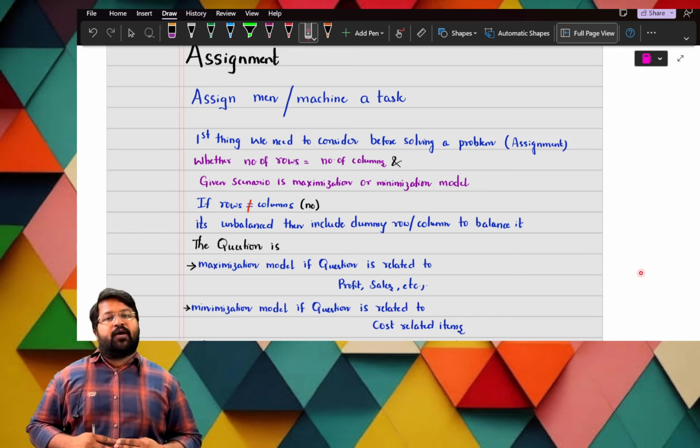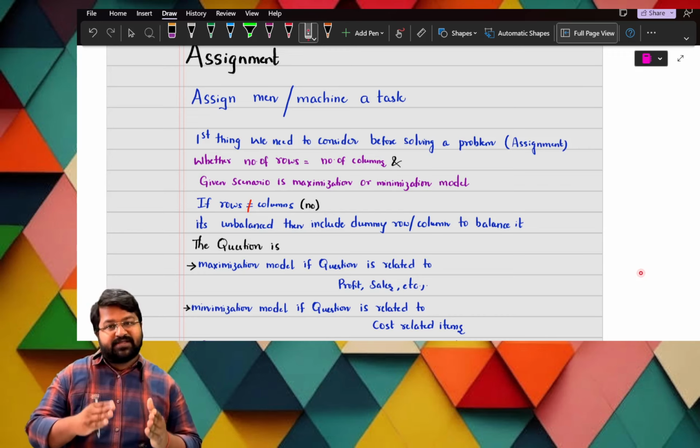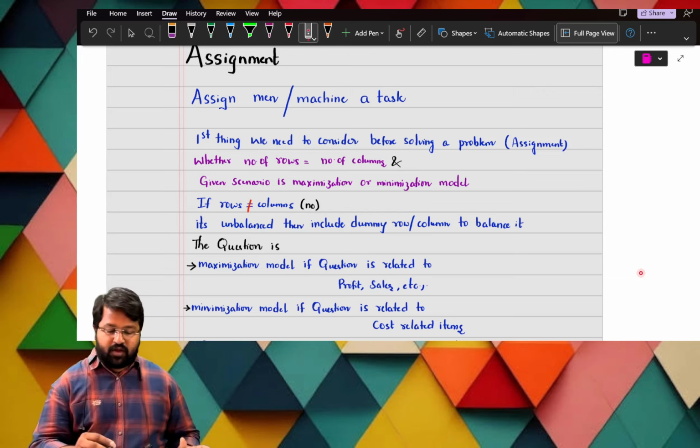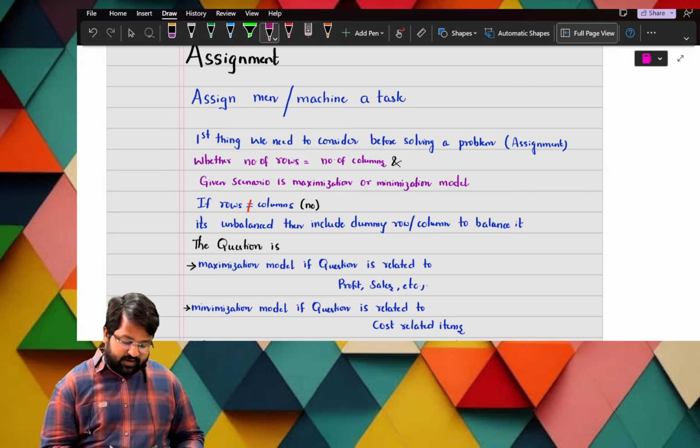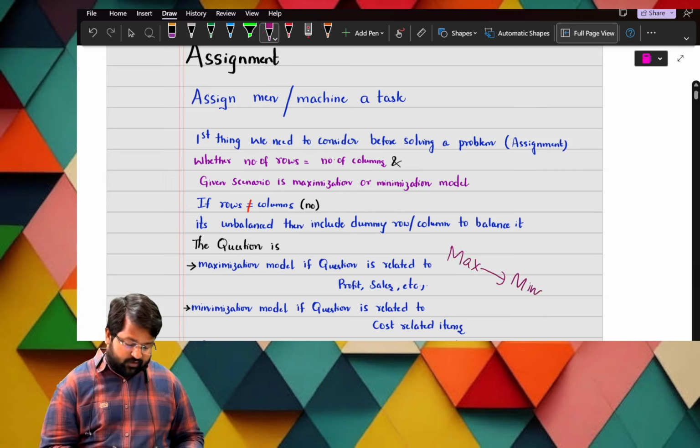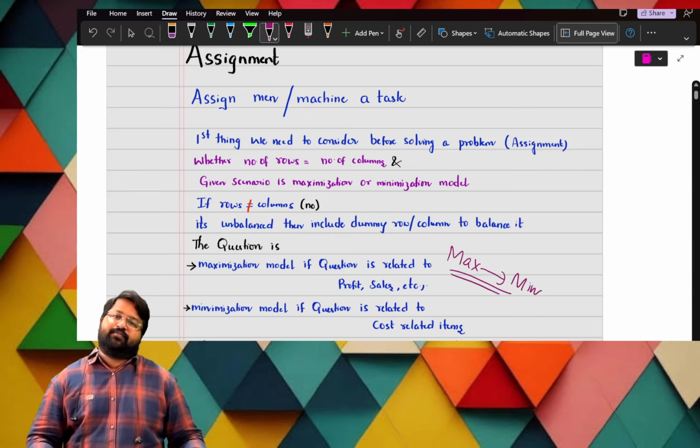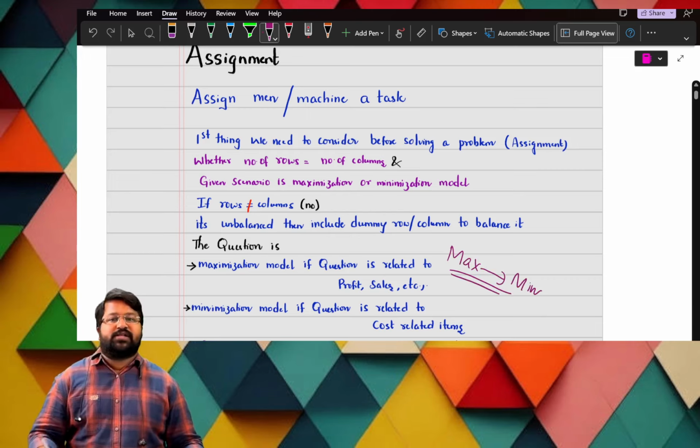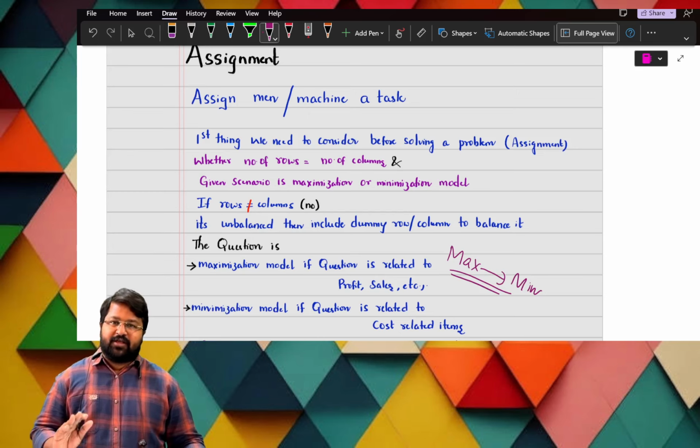So what we need to do, ma? We need to convert that maximization model into minimization model. Then only we can go ahead. Okay, now how to convert and all we shall see in the problems. Don't worry. So be cool.